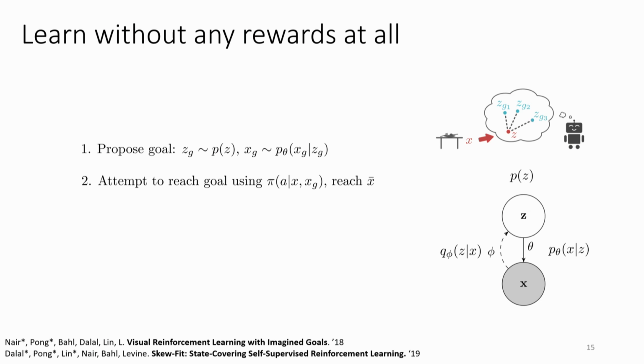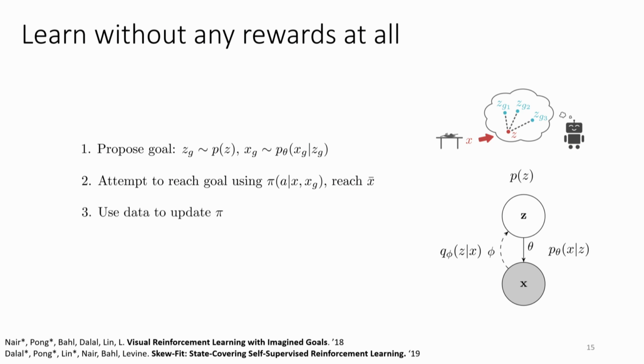Then you attempt to reach the goal using your policy. And your policy is now, of course, parameterized by your state and also the goal. So you have a different policy for every goal. This can be instantiated by a neural net that takes in the state and the goal as input. And you might not reach your goal perfectly, so in general, we'll just say that you reach some other state that we're going to call x bar. If your policy is very good, then x bar will be very close to xg, but in general, it might be a little bit different.